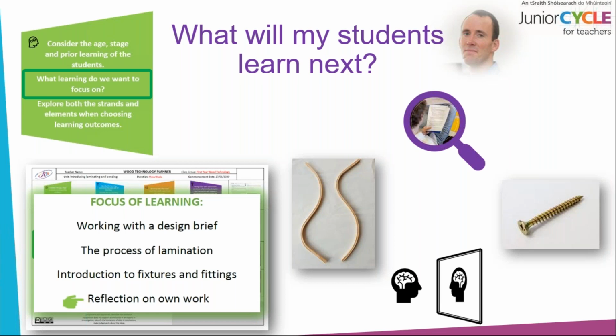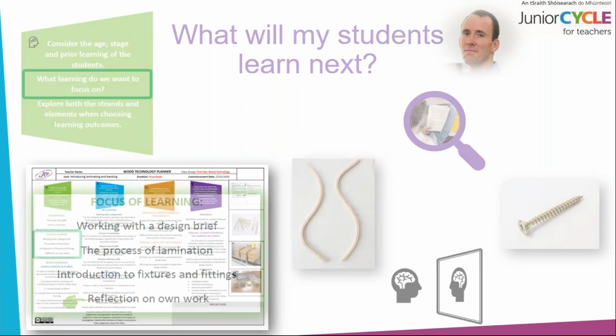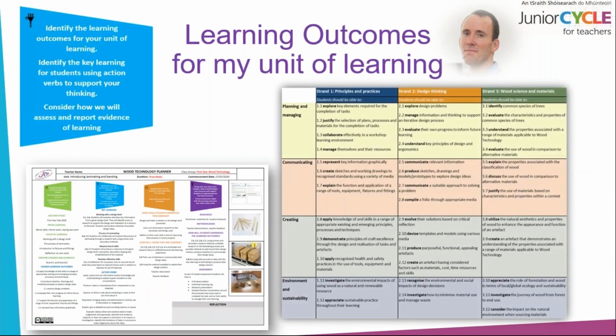Okay, Owen, thanks very much for that. So Owen identified this broad area of potential learning, and just as he outlined there, he intended to look for outcomes that would promote working with a design brief, the process of lamination, introduction to fixtures and fittings, and students reflecting on their own work. Owen would have used this focus to identify potential learning outcomes from across the strands and elements, which could support this type of learning experience.